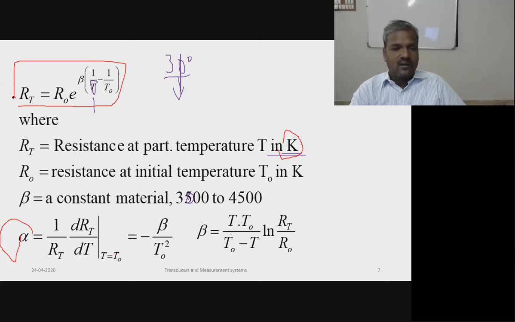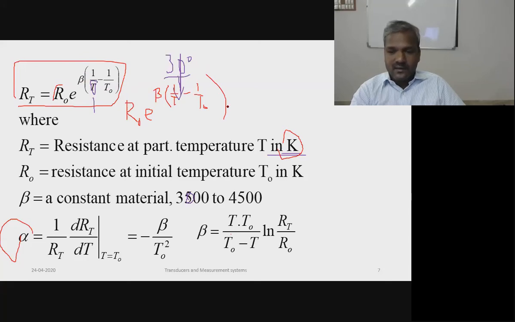So what do you get if you differentiate this? dRT by dT equals R naught, which is constant, keep R naught itself. Then e to the power of some x: when you differentiate the exponential, you get the same. So beta times (1 by T minus 1 by T naught). Clear? 1 by T minus 1 by T naught.